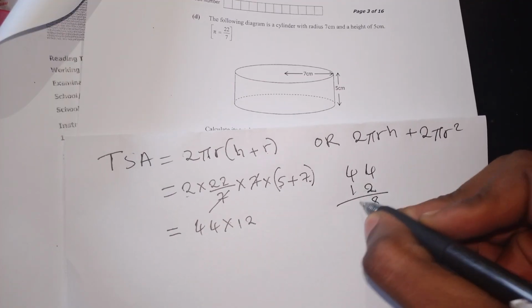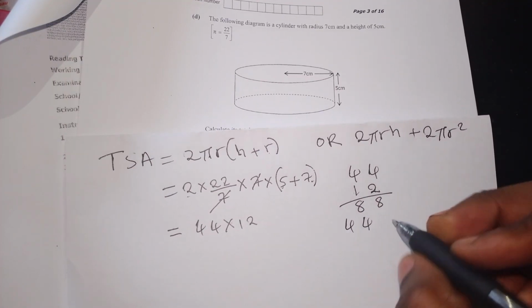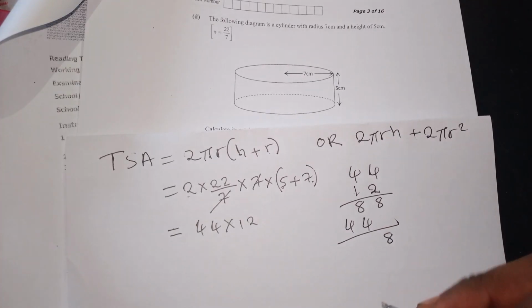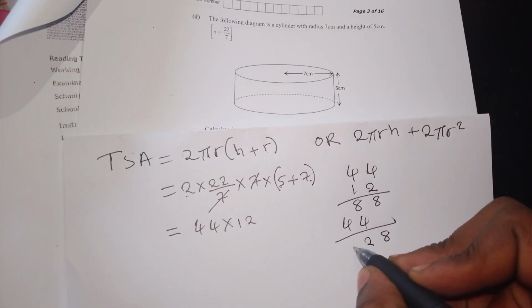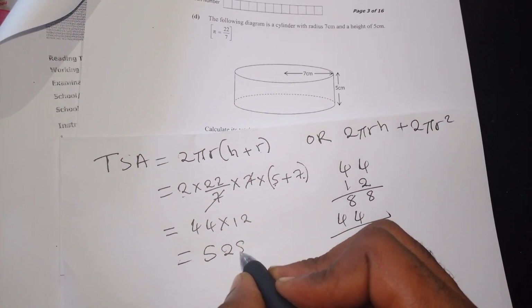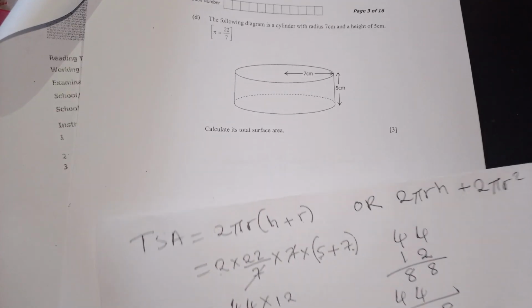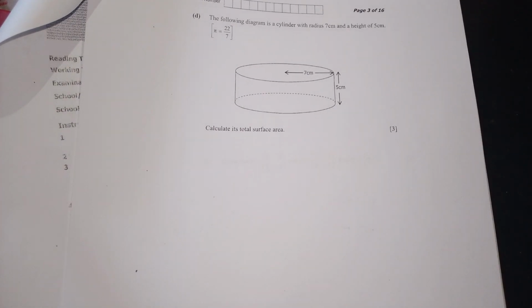So this will be 44 multiplied by 12. This is 8, that's another 8. That's a 4, another 4. And then when you add, you have an 8, a 2, and a 5. So your answer here will be 528 square centimeters, because we are dealing with area. So we are done with question 1. We can move on to question 2.